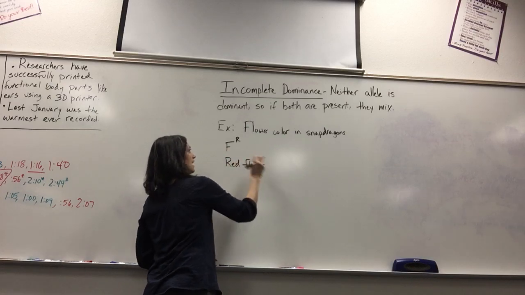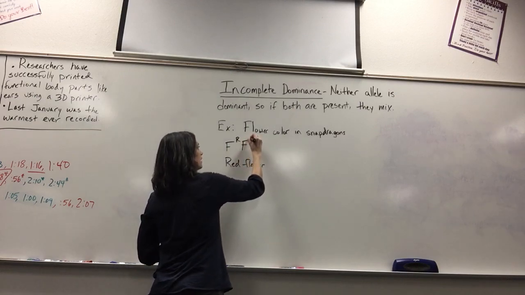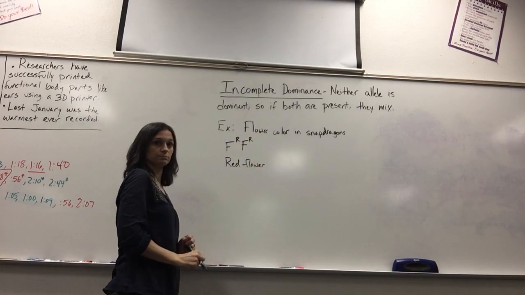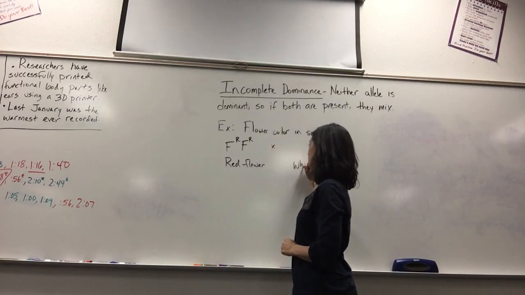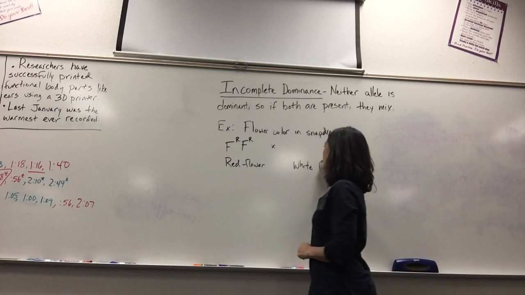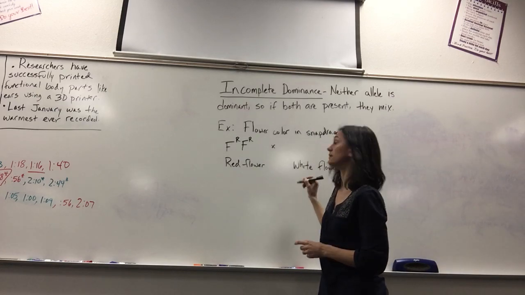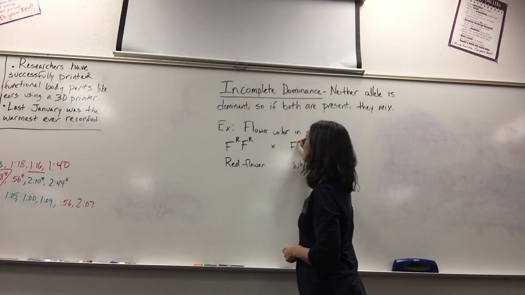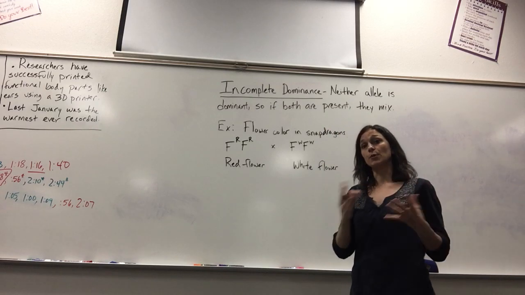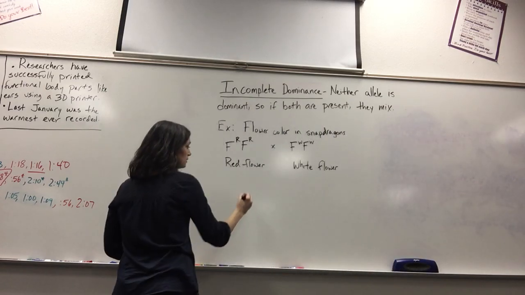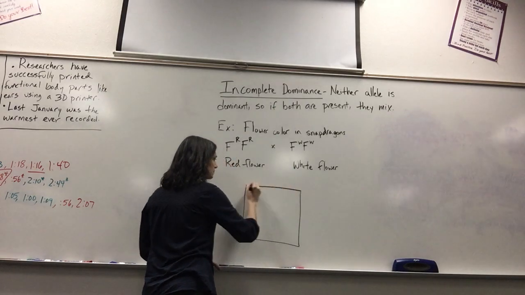So if I have a flower that is red, that means that it has two of the red alleles. So I will write this F^R F^R. And I'm going to cross this with a flower that is white. So in a white flower, I would write this using a W to represent the white allele. So this would be F^W F^W. I'm going to set up my cross with a Punnett square, exactly like I would for a simple dominance cross.